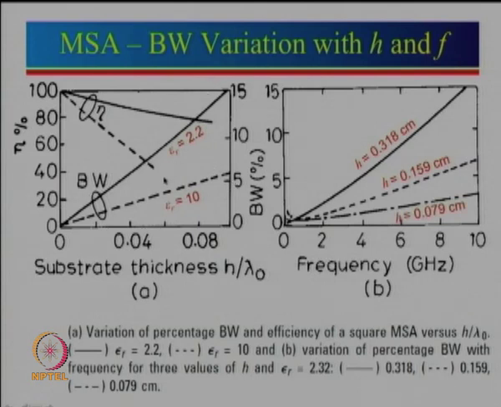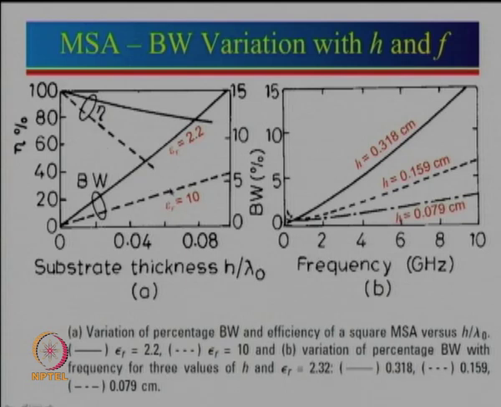Let us take the case of epsilon r 2.2. One can see that the bandwidth is increasing like this. So, we can see from here that if epsilon r is reduced from 10 to 2.2, my percentage bandwidth is increasing. Then comes the next part, which is the efficiency. Here are the 2 curves for 2 different epsilon r, again this solid line is the same here. One can see that this is the efficiency for epsilon r 2.2, and the efficiency decreases drastically for epsilon r equal to 10.